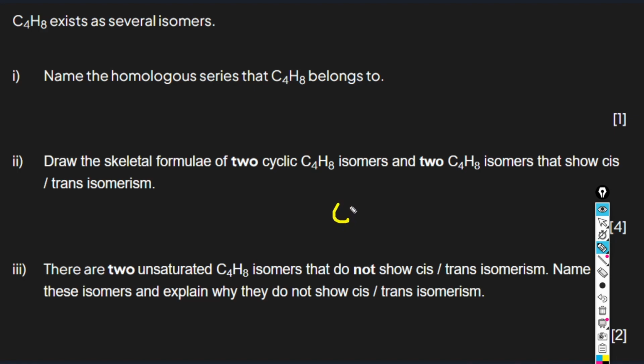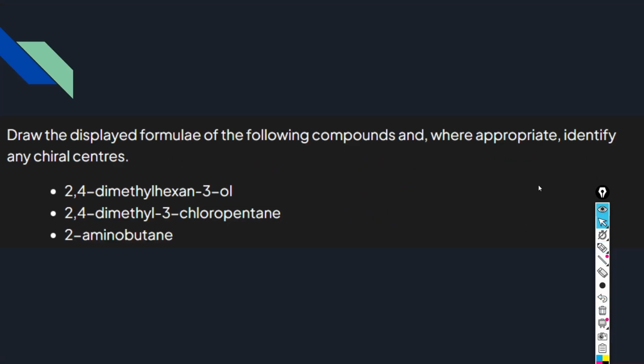And the other one can be 2-methylpropene. So if we draw over here, and then we have C over here. Again, this carbon has two methyl groups, so we won't be able to draw a cis or trans isomer over here. So let's move on to the next question.